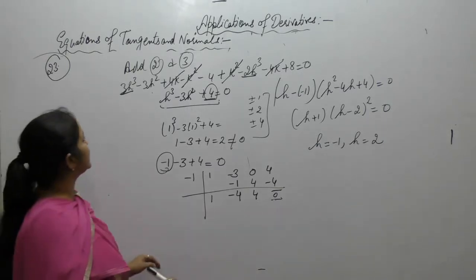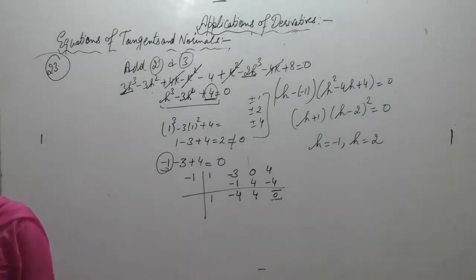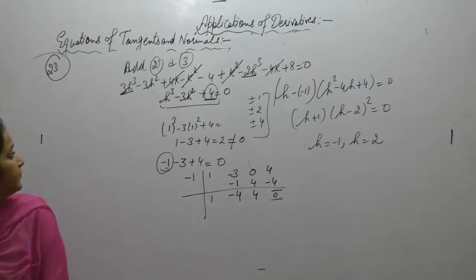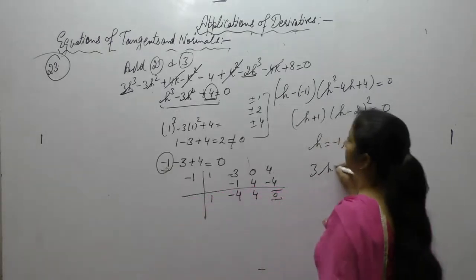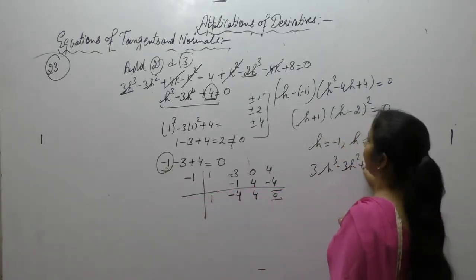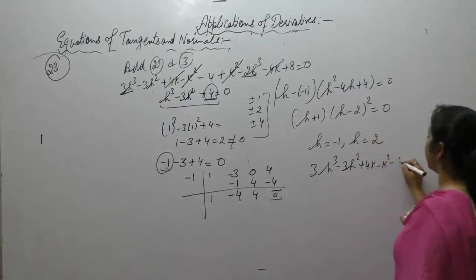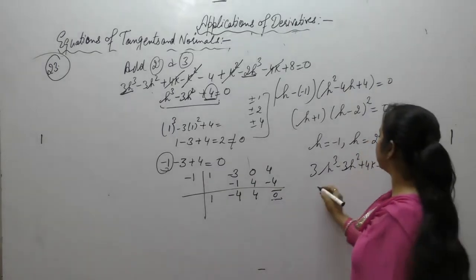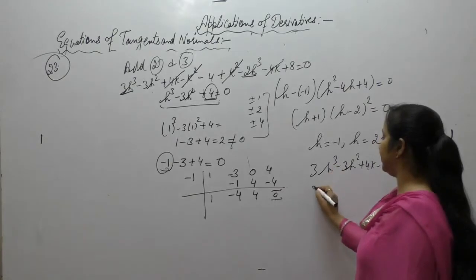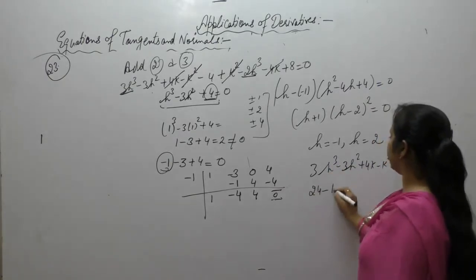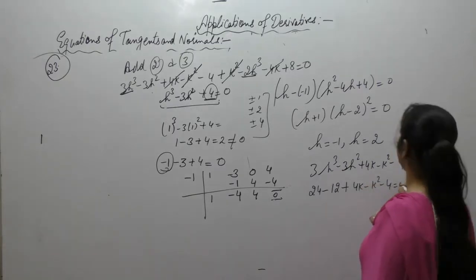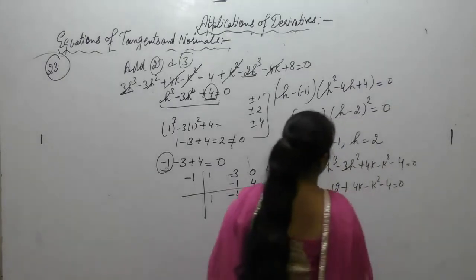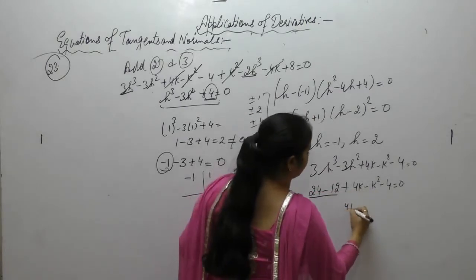Now put h is equal to 2 in equation 3. Equation 3 was 3h cube minus 3h square plus 4k minus k square minus 4. Put h is equal to 2. 2 cube is 8 into 3, 2 square 4 into 3, plus 4k minus k square minus 4 equals 0. 12 minus 4, 8.